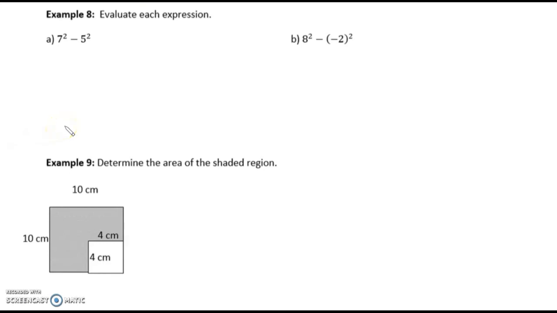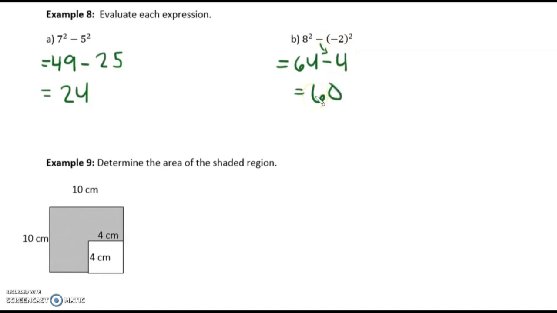Okay, example 8, evaluate each expression. So we have 7 squared minus 5 squared. So if we just put 7 squared into our calculators, 7 times 7, we get 49. And then if we put 5 squared into our calculators, we get 25. Okay, so we get 24 as the answer there. Now 8 squared is 64. Okay, bring down this minus sign, and if we do negative 2 squared, we get 4. So our answer is 60.